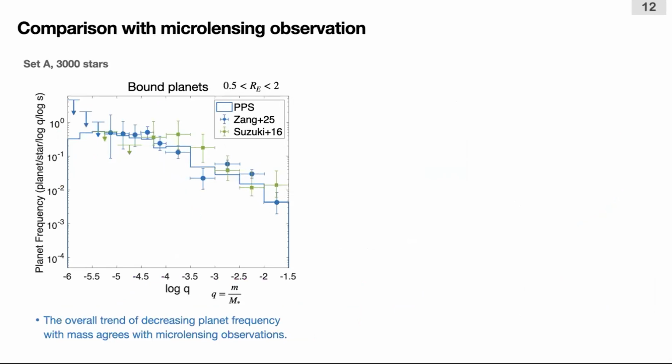So now I'm showing the mass distribution of the bound planets in our simulation set A in comparison with the observational data. I'm selecting the planets that fall into the range of about 0.1 to 2 Einstein radius, and plotted the mass function in this blue histogram, and compared with two different microlensing survey results. You can see that the overall trend of decreasing planet frequency with the mass ratio actually agrees pretty well with observation.